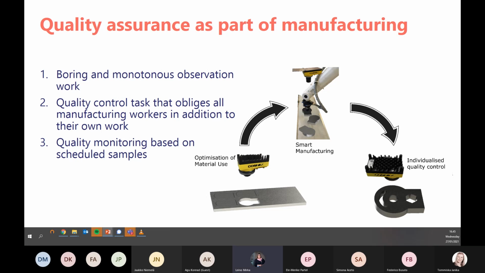First of all, does any of us still want to do a job where we are just watching the manufacturing, trying to recognize something? And are manufacturing workers certainly serious if they should monitor every product in addition to their own work? And thirdly, can we really be sure that low quality products will not be produced if quality control has been carried out, even on the basis of samples taken every hour?